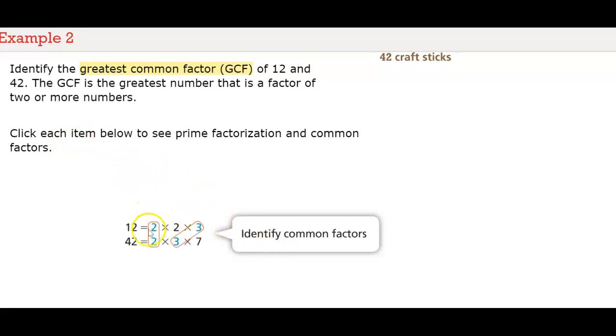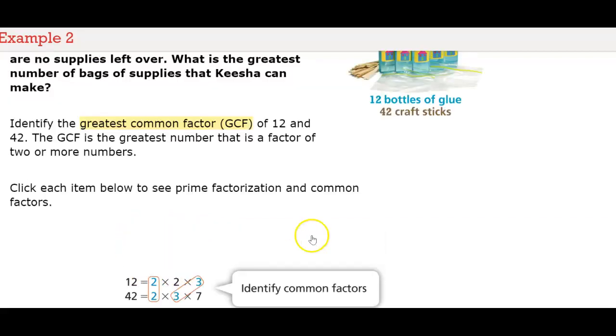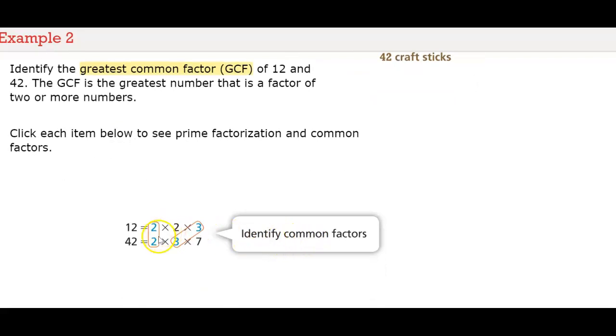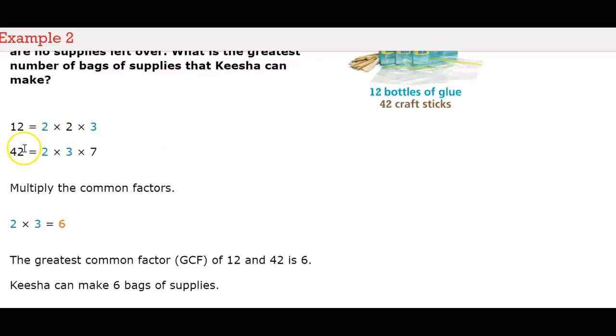So for 12, we have 2 times 2 times 3. And then for 42, we have 2 times 3 times 7. So they circled the ones that they have in common. They have 2 and 3 in common. And so we multiply those common factors together. 2 times 3 is 6. And the greatest common factor of 12 and 42 is 6. Keisha can make 6 bags of supplies.